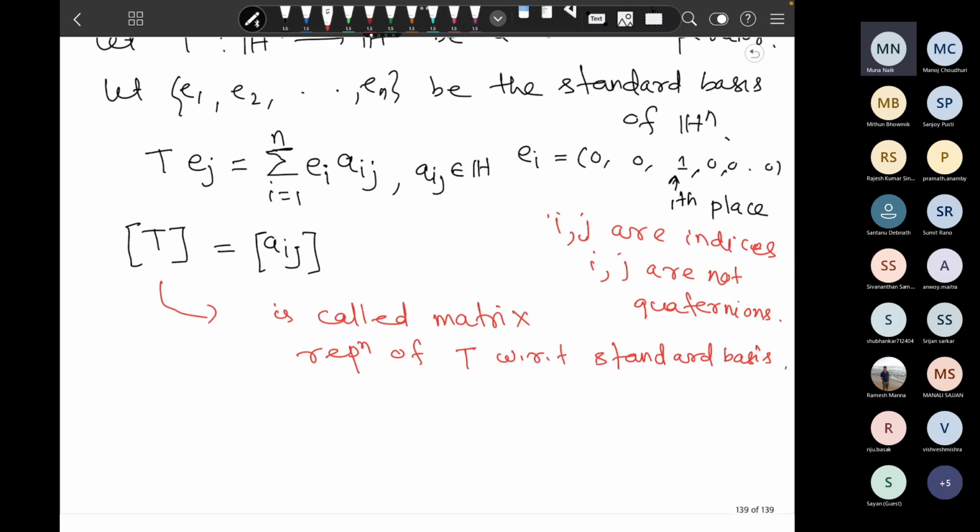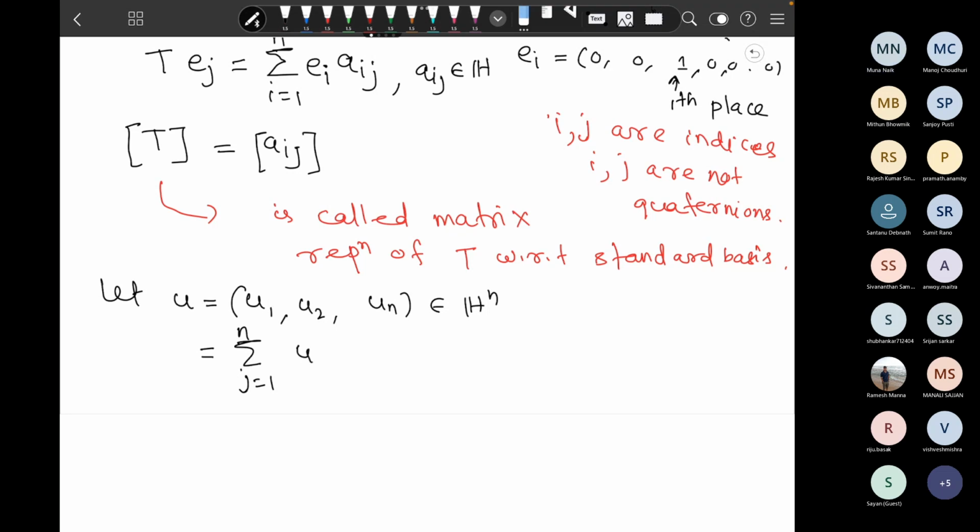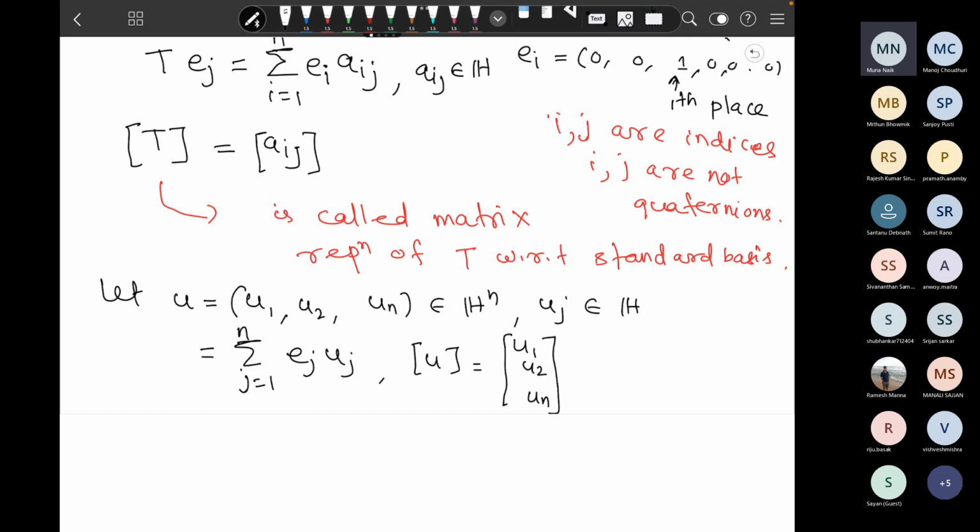Similarly, let u = (u1, u2, ..., un) belong to H^n. That means u = sum over j from 1 to n of e_j u_j, where u_j belongs to H. If I want to represent this u in column form, it is u1, u2, ..., un. This is called the column representation of u.